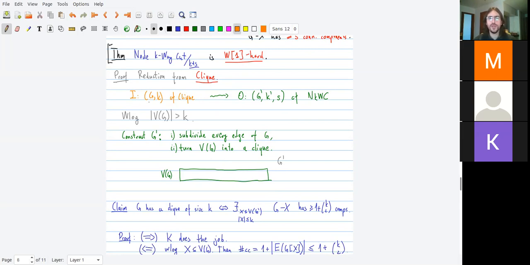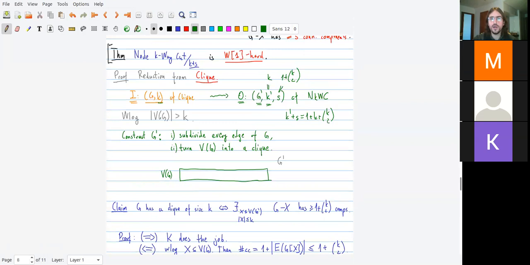So for the input being an instance (G, k) of the clique problem, we will output an instance of the cut problem consisting of the new graph G', some new parameter k', which will be actually equal to the input parameter k. So there will be no parameter blow up in this parameter. However, s, the target number of connected components, will be equal to 1 plus k choose 2. So which means that the new parameter k' plus s is equal to k plus 1 plus k choose 2, which is bounded by a function of the input parameter k. And this is what we cared about. So now the parameter is not preserved. The parameter is actually blown up a little bit, but only by a function. So this is okay for a parameterized reduction.